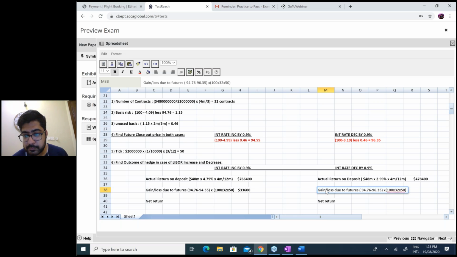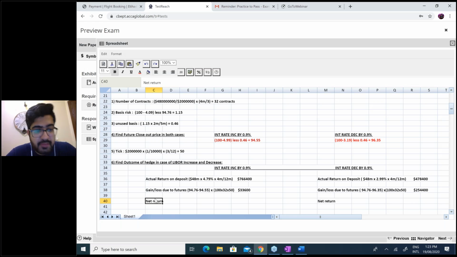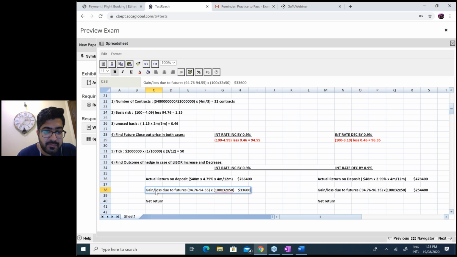$254,400. So the formula of gain or loss on futures is the difference between the futures price and the futures closeout price. The futures price is 94.76 as we took March futures, and the futures closeout price is computed in step 4. The increase case is 94.55 into spot into contracts into tick, and on the right side the futures closeout price is 94.76. Take the difference with the futures closeout price. The closeout price in the decrease case is 96.35 as in step 4, into contracts into tick into spot.